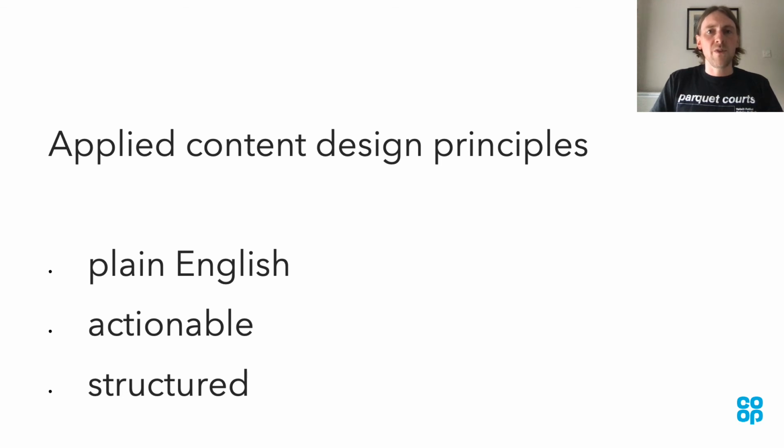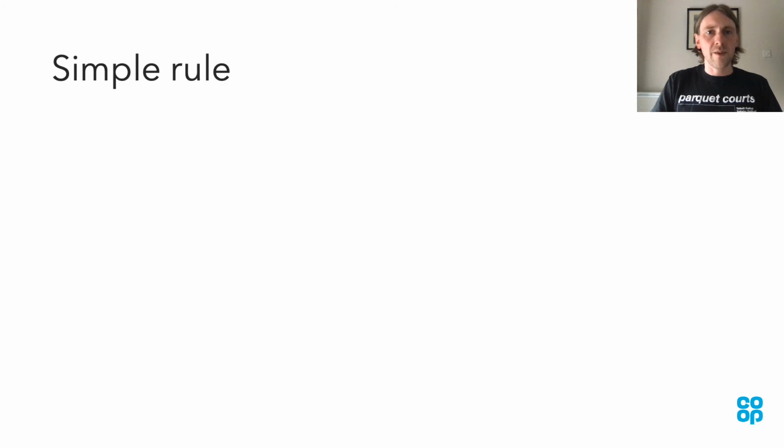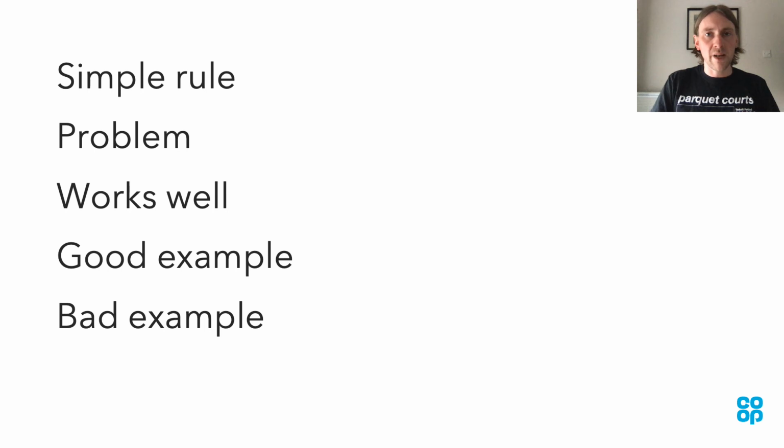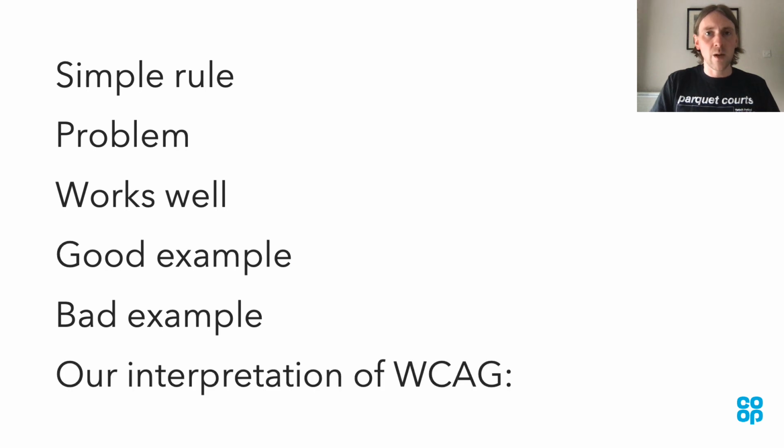We've structured them, so we created a very basic content model for our standards to follow with a simple rule at the top, and if you want you can just take that and use it, but then there's more detail if you need it or if you want it, with an outline of the problem, what we know works well, some good and bad examples, and which WCAG guidelines are being covered by this standard or this simple rule.